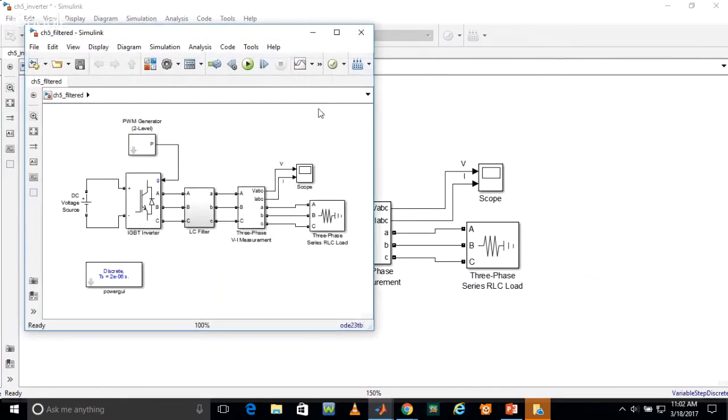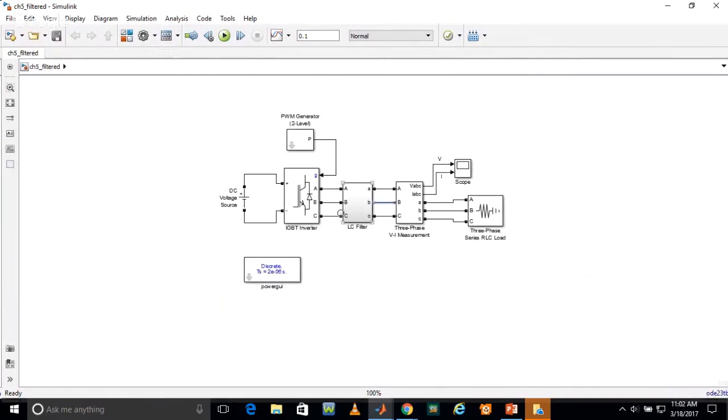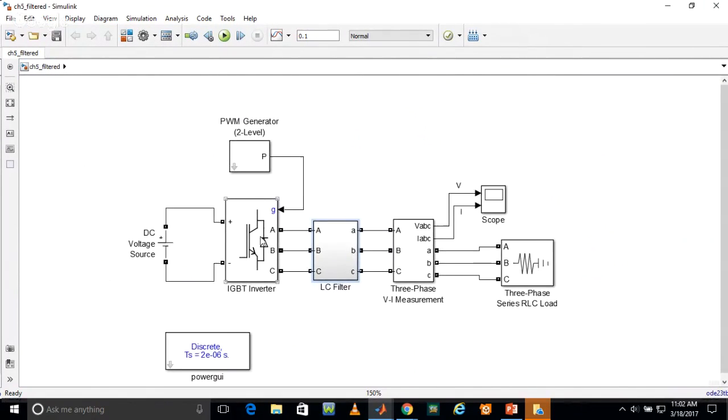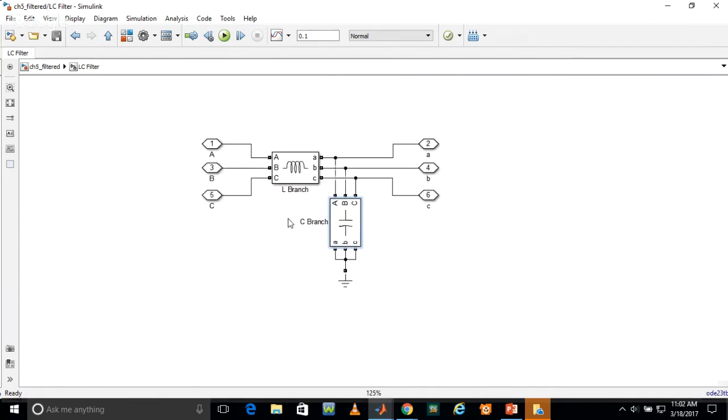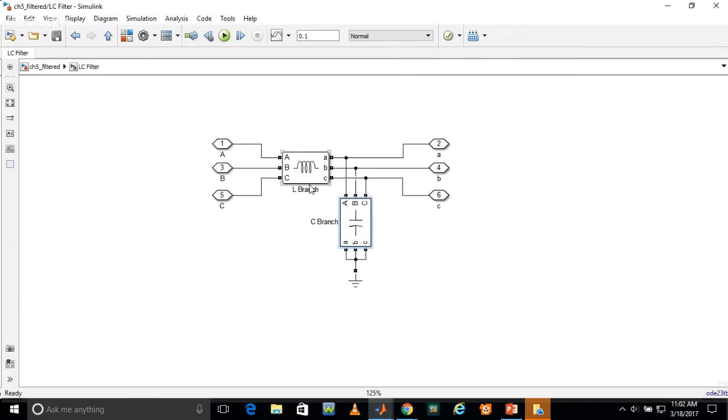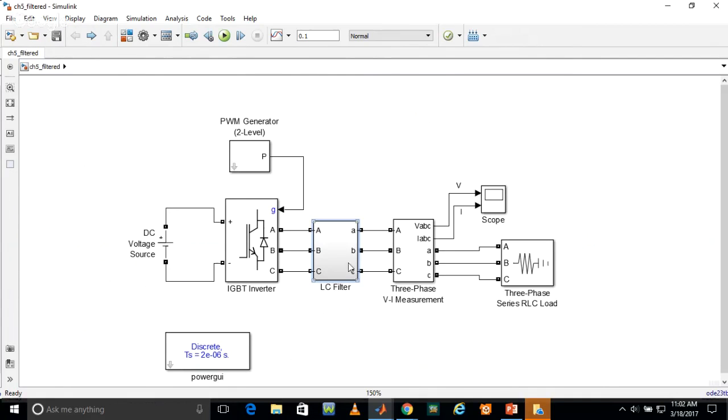This one. In this we have connected an LC filter. The first configuration was a DC voltage source, IGBT, then VI measurement, and a three-phase series RLC. Now we have connected an LC filter at the output of the inverter. What is there in this system? There is a three-phase L branch and a three-phase C branch, which make our LC filter.